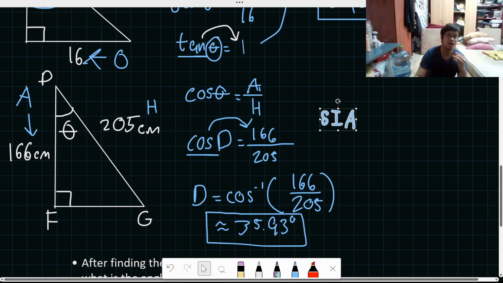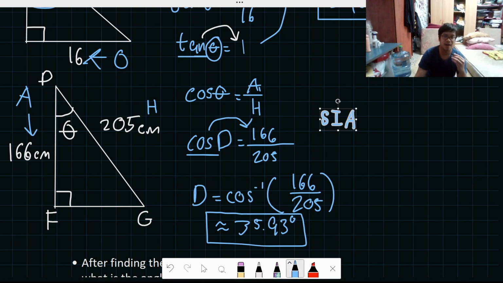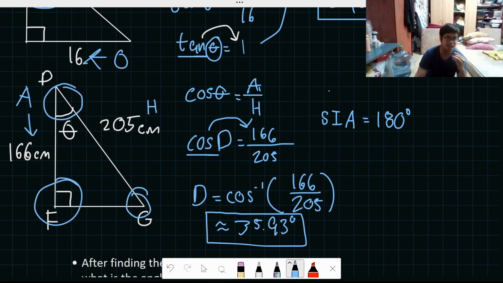The sum of all interior angles of a right triangle, or any triangle, is 180 degrees. What does that mean? Meaning that if you add the corners of your right triangle, like angle D plus angle F plus angle G, it is equivalent to 180 degrees. So we have angle D plus angle F plus angle G is equal to 180 degrees.